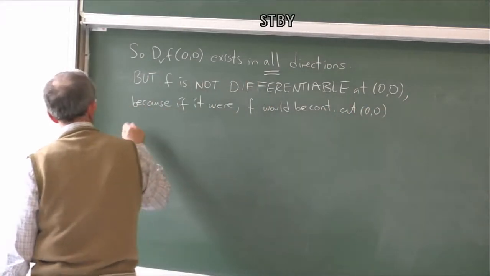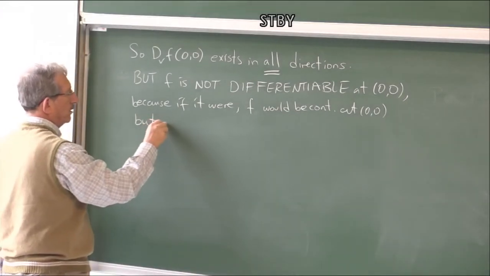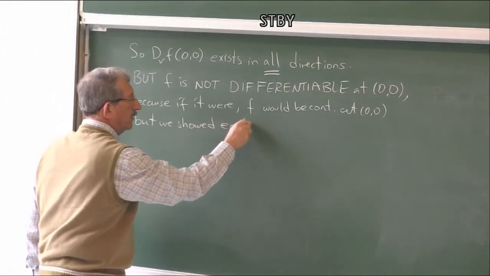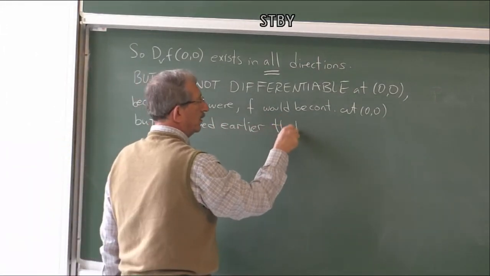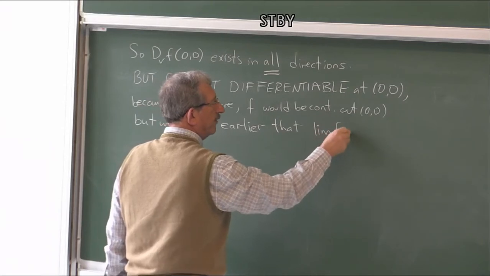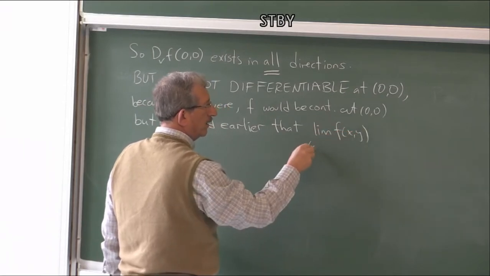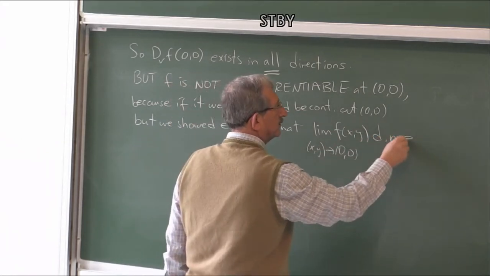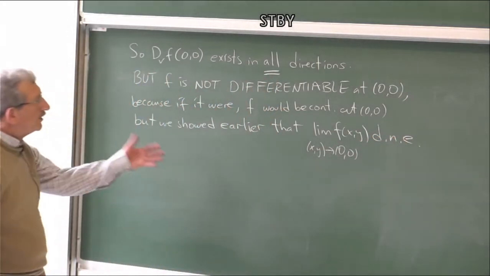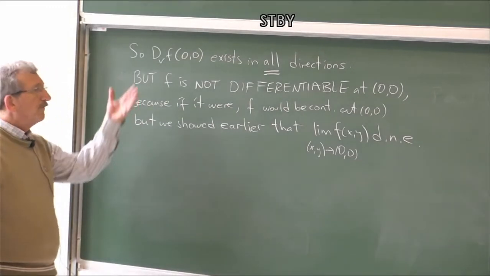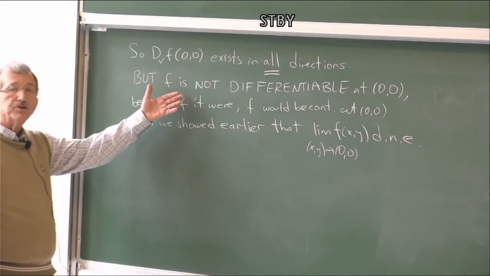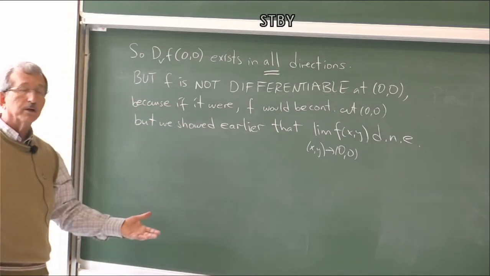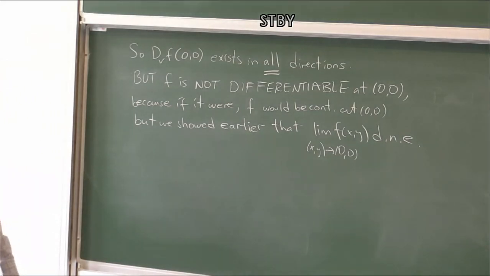But we showed before that this limit does not exist. Because there is no limit, it cannot be continuous. If it's not continuous, it cannot be differentiable. Differentiability was much stronger than continuity. It implied continuity. So, okay, it's not differentiable.